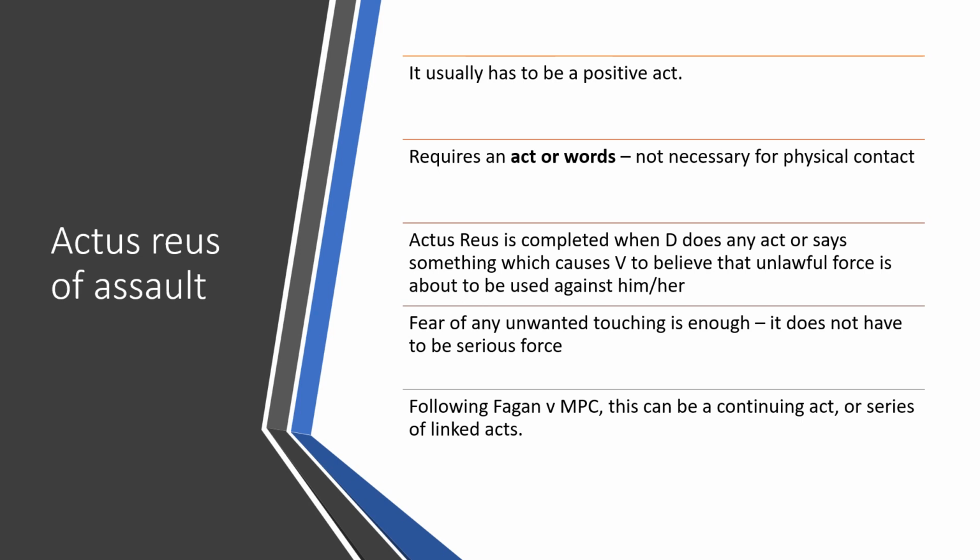Now, the actus reus is completed when the defendant does any act or says something which causes the victim to believe that unlawful force is about to be used against him or her. So fear of any unwanted touching is enough. It doesn't even have to be serious force. Of course, the type of force used, threatened or apprehended will be reflected in the sentencing. Now, following Fagan and the Metropolitan Police Commissioner, this can be a continuing act or a series of linked acts.